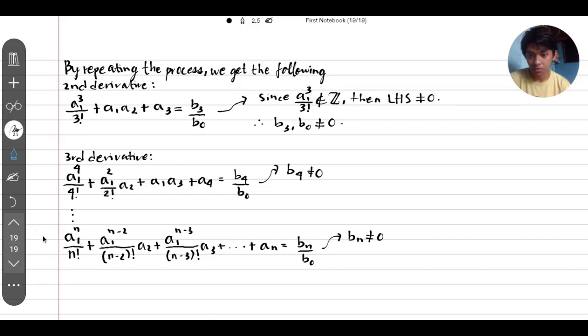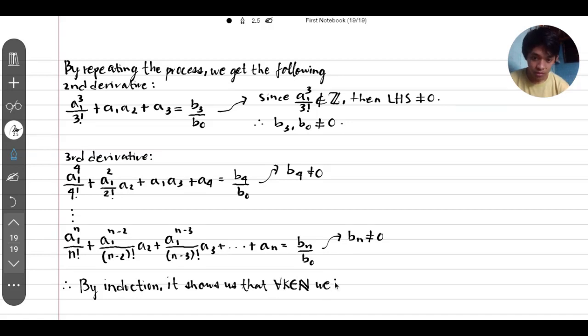If you try to use mathematical induction here, you will see that this is indeed true. Therefore, by mathematical induction, this shows us that for all k, let us just use k instead of n, k an element of the natural numbers, we have b sub k is not equal to zero, or non-zero.